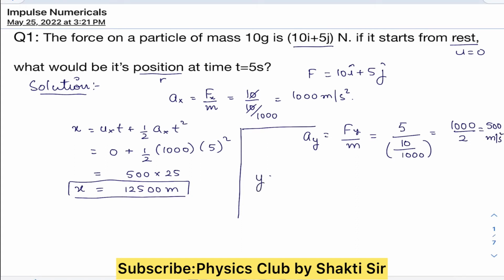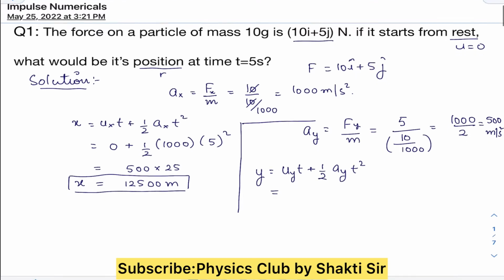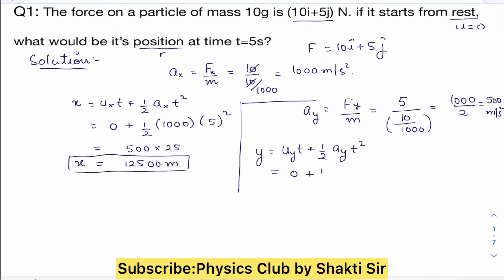Again, the y coordinate is equal to uyt plus half ayt square. Let's put the value here: it is 0 plus half, acceleration along the y-axis we just solved, it is 500, and 5 square. Let's solve this. It comes out 250 into 25, and you can solve this expression. Once we multiply 250 into 25, it comes out to be 6250 meter. This is the y.